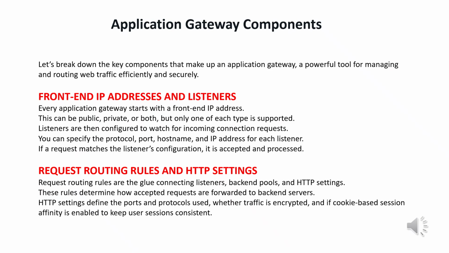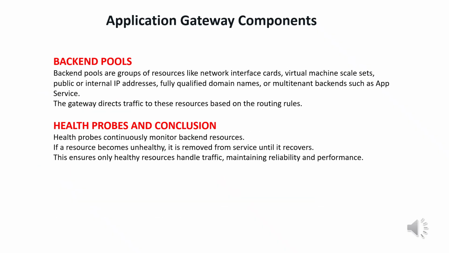Backend pools are groups of resources like network interface cards, virtual machine scale sets, public or internal IP addresses, fully qualified domain names, or multi-tenant backends such as app service. The gateway directs traffic to these resources based on the routing rules.